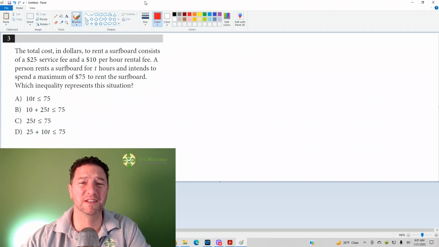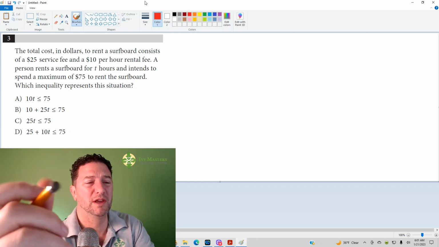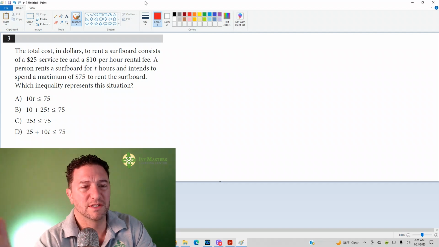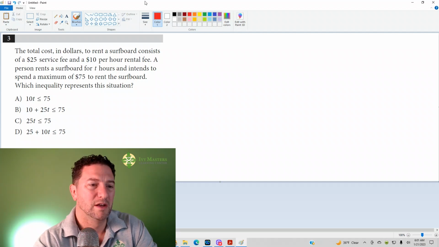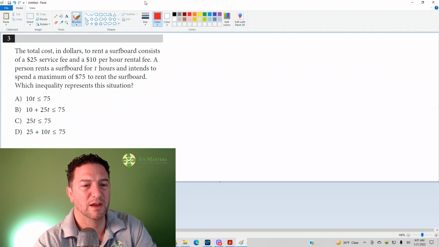We're going to look at the third question from the Linear Digital SAT, Test 1, Module 1, Number 3, and it reads: the total cost in dollars to rent a surfboard consists of a $25 service fee and a $10 per hour rental fee. A person rents a surfboard for t hours and intends to spend a maximum of $75 to rent the surfboard. Which inequality represents this situation?